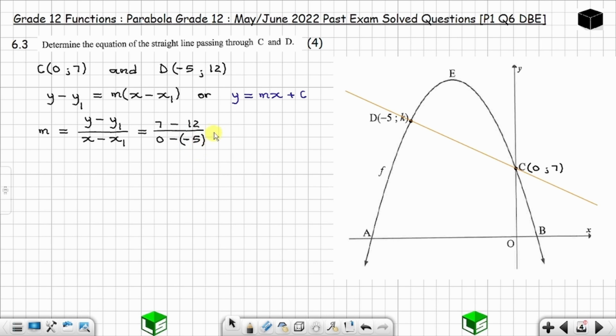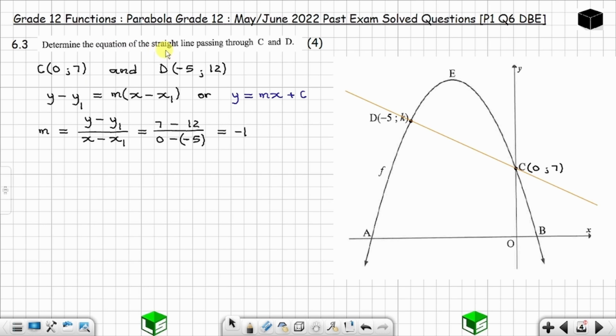So this is equal to 7 minus 12, which is -5, over 0 minus -5, which is +5. So I have -5 over 5, and this is equal to -1. The gradient of the line is -1. This is a negative value, and it tells you that the line is falling, or decreasing, because the gradient is negative.